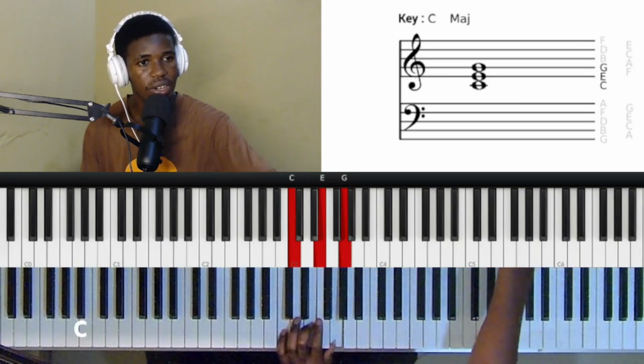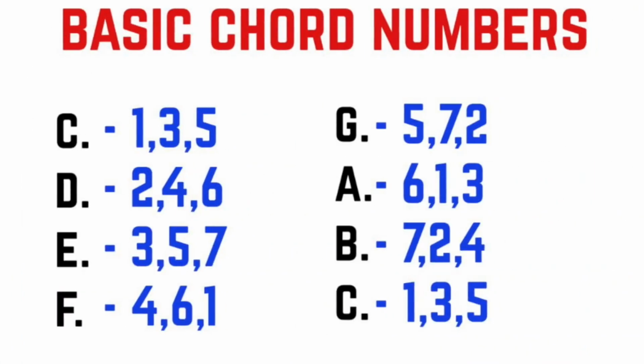Now, it's very important to know the numbers because we are going to be using the numbers to get our chord progression to any song you're trying to find. So the C, which is the 1, consists of the 1, 3, and 5. The D minor consists of the 2, 4, and 6. The E minor consists of the 3, 5, 7. The F major consists of the 4, 6, and 1.